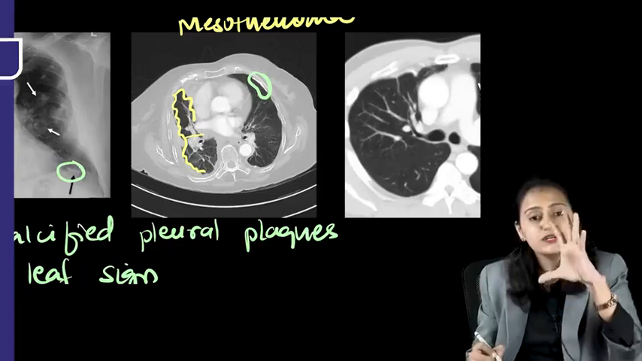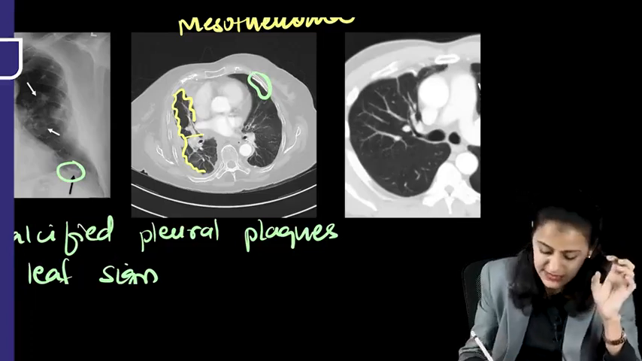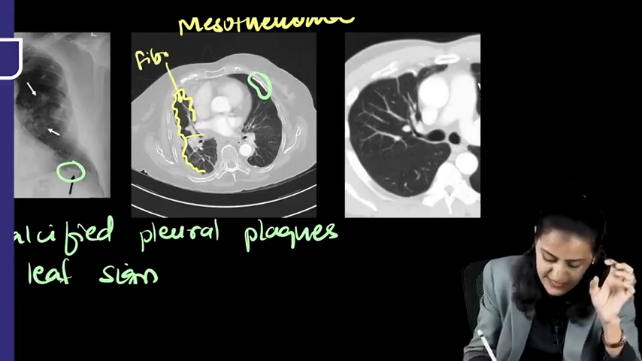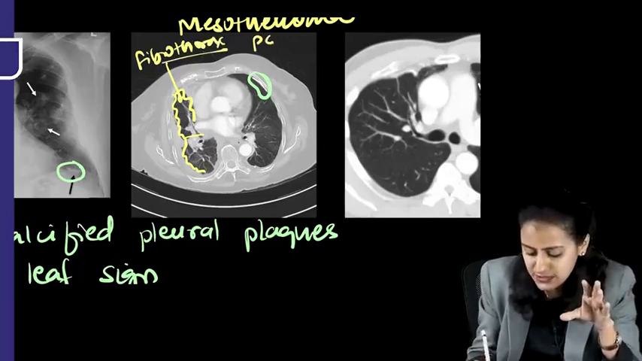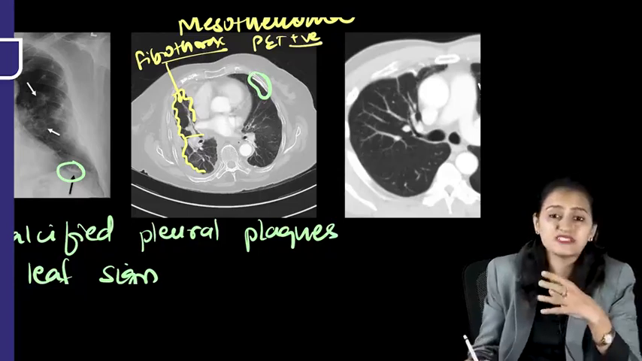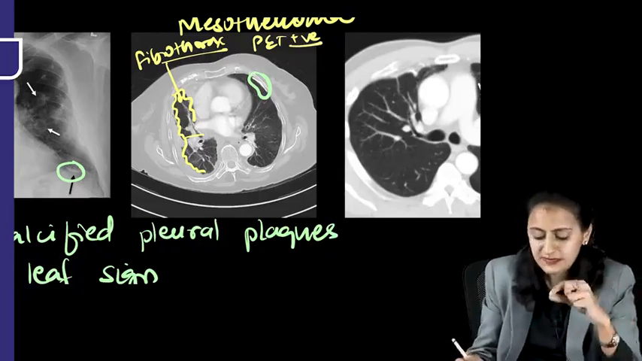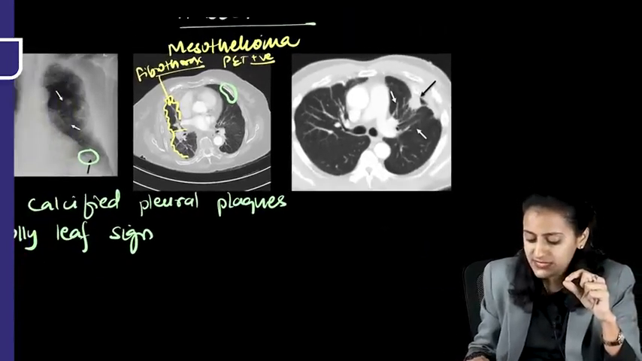And look at the thorax volume. This is decreased, so this is also called fibrothorax. Fibrothorax will be PET positive, showing FDG uptake. This is mesothelioma. What is this one?